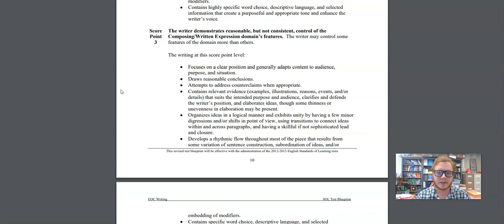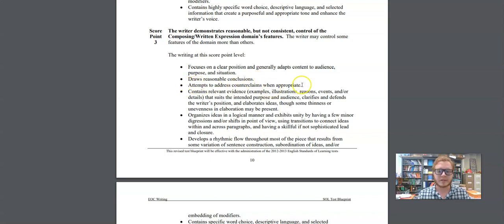situation. That means that you have a clear position, you're not wishy-washy, you know which side you're going to fall on, and that you write knowing the audience that you're writing for. The audience in this case would be for me or for an SOL prompt or an SOL grader. So you would be writing it knowing that I'm the one reading it. Draws reasonable conclusions. That means that the points that you make aren't outlandish, that they make sense, that they really do make sense. You're not claiming something unreasonable.